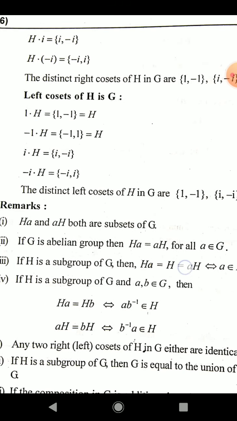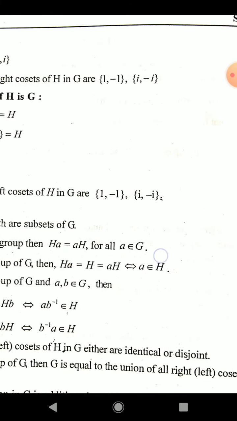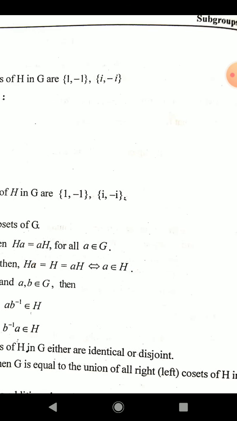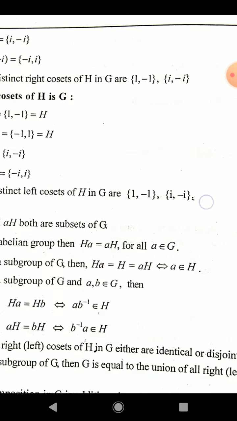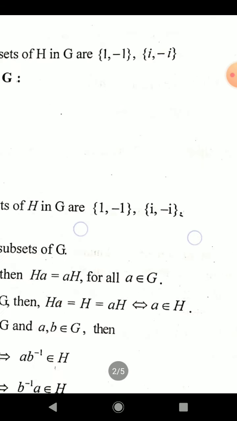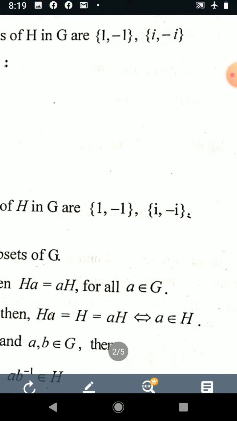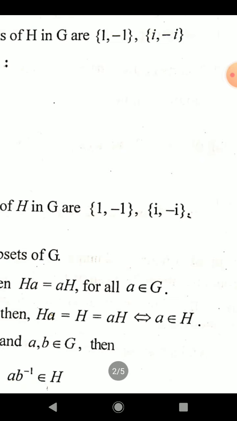And sixth is, if H is a subgroup of G, then G is equal to the union of all the right cosets of H in G. Means if you consider the union of all right cosets or the union of all left cosets of H in G, that union must be equal to G. For example, these are the two distinct left cosets, and if you take their union, the union is {1, minus 1, I, minus I}, and this is the group G.